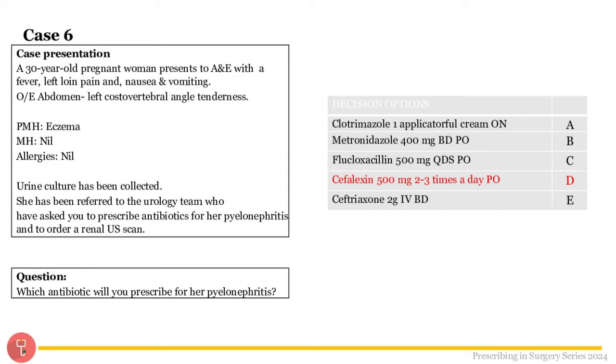So clotrimazole cream is used for vaginal candidiasis in pregnant women. Metronidazole 400 milligrams BD per oral is used for bacterial vaginosis. Flucloxacillin 500 milligrams QDS is the dose we would use for patients that present with mastitis. And it's not E because ceftriaxone 2 grams IV BD is what we would use for meningitis.